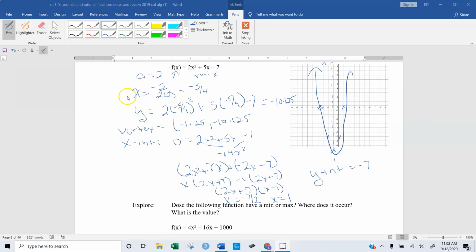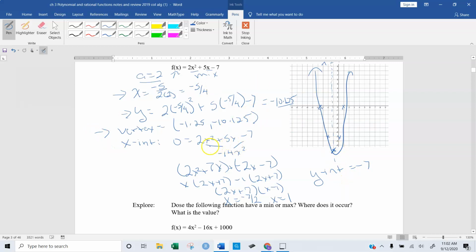So the first thing you did is you find your axis, your a is 2, opening up. We did the opposite of b, negative 5 over 2a, 2 times 2, so you got negative 5/4, so that is your axis of symmetry. I plugged the negative 5/4 into my original, and I got negative 10.125. So now my vertex is negative 1.25, negative 10.125, and we put our vertex in.